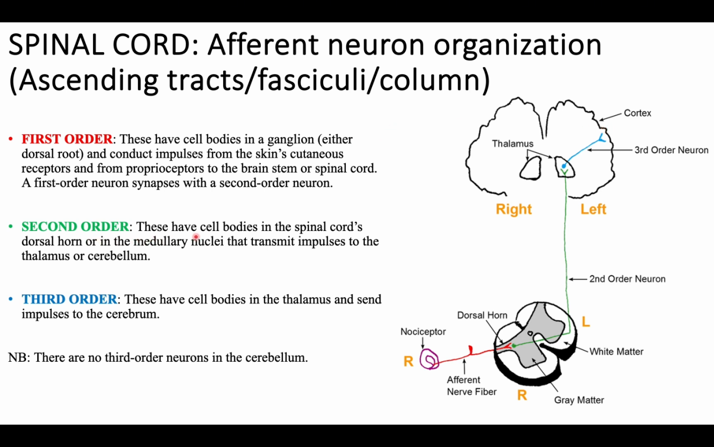So second order neurons have cell bodies in the spinal cord's dorsal horn or in the medullary nuclei that transmit impulses to the thalamus or cerebellum. Third order neurons have cell bodies in the thalamus and send impulses to the cerebrum. So that is how the order of neurons for ascending tracts are arranged. There are no third order neurons in the cerebellum. Okay, so note that. We will look at that. That is why it is called the unconscious pathways.